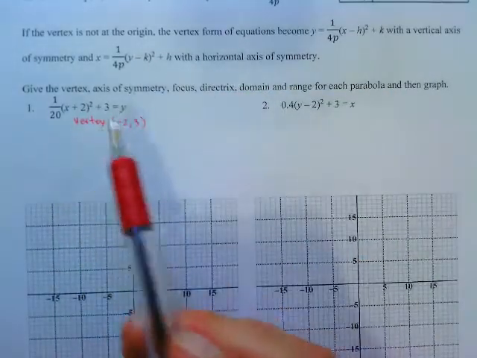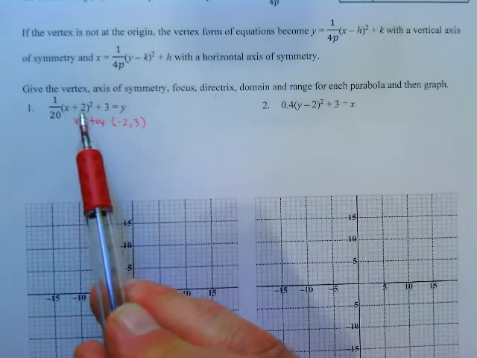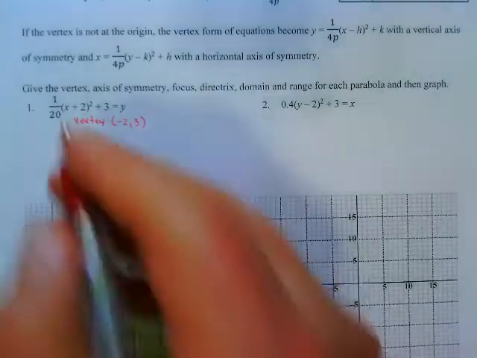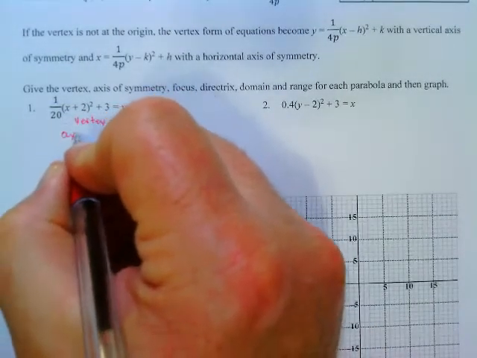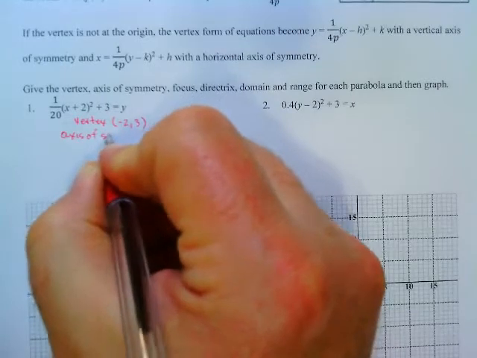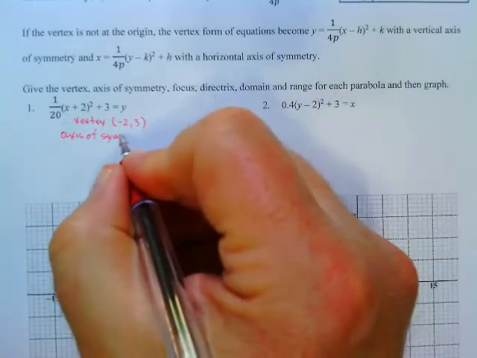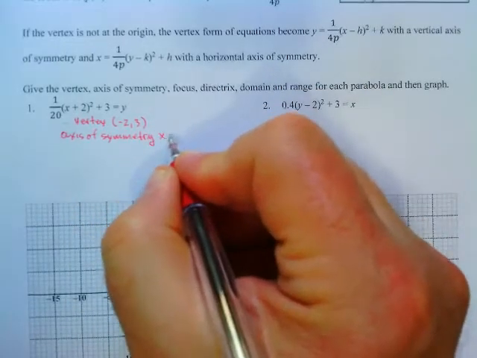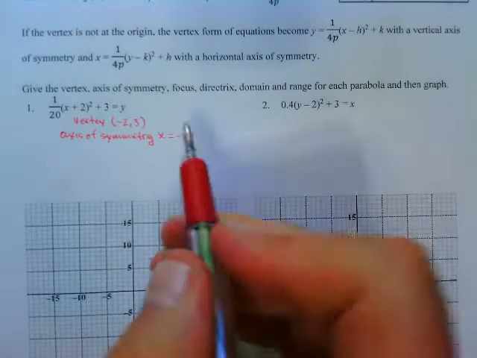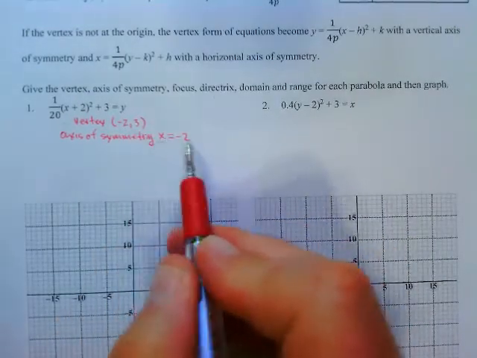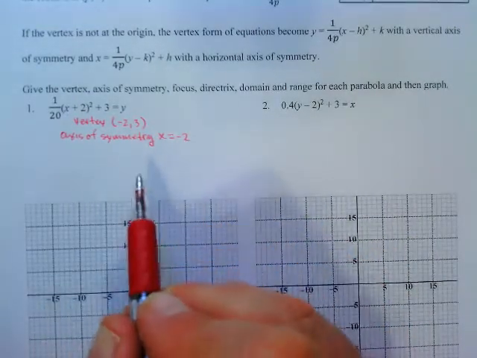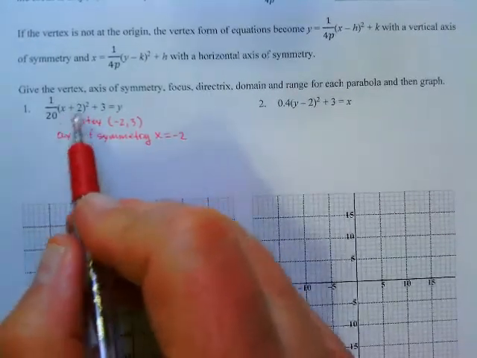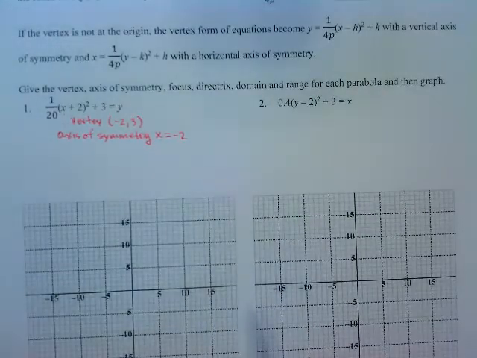Basically, think of it this way. If we plugged in negative 2 for the x, this whole part would be 0 and y would be equal to 3. Okay, now the axis of symmetry would be x equals negative 2. It has to match that. Notice that this is a line. So you can't say axis of symmetry equals negative 2. No, it's x equals negative 2, which we can get by setting what's inside the parentheses to 0.